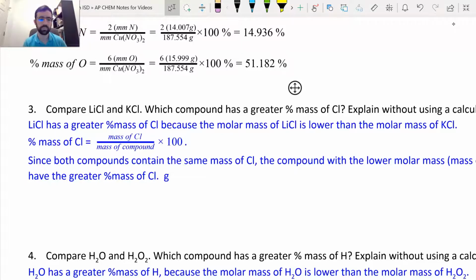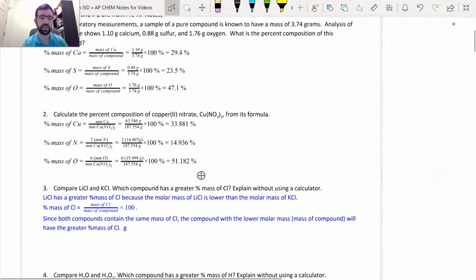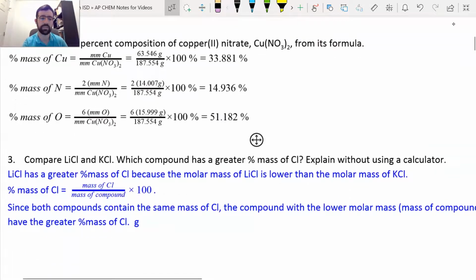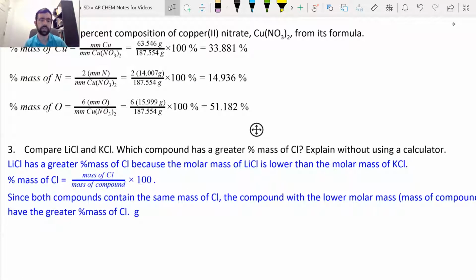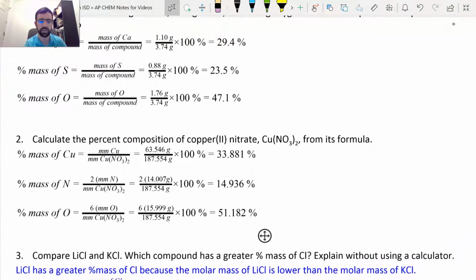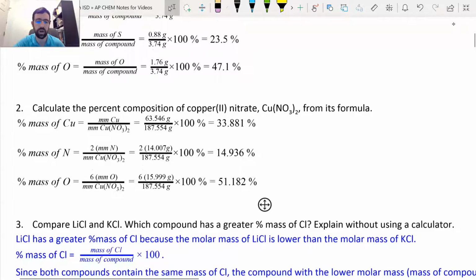All right. Now let's look at an example problem. Well, we already did this one. We wanted to find whether lithium chloride or potassium chloride would have a greater percent mass of chlorine. We talked about this last time, but just to put it in words, lithium chloride has a greater percent mass of chlorine because the molar mass of lithium chloride is lower than the molar mass of potassium chloride.